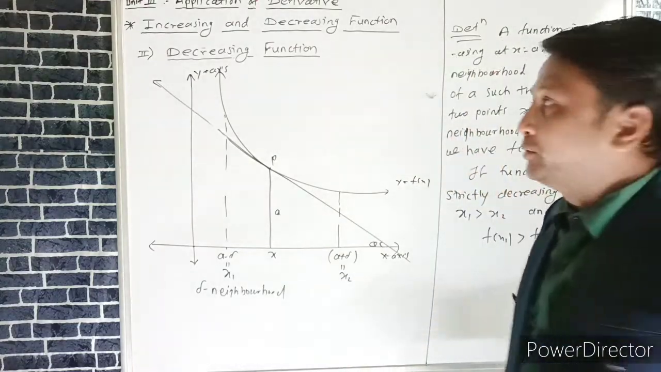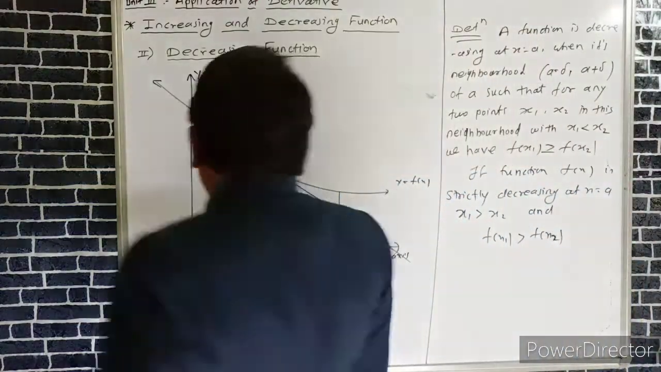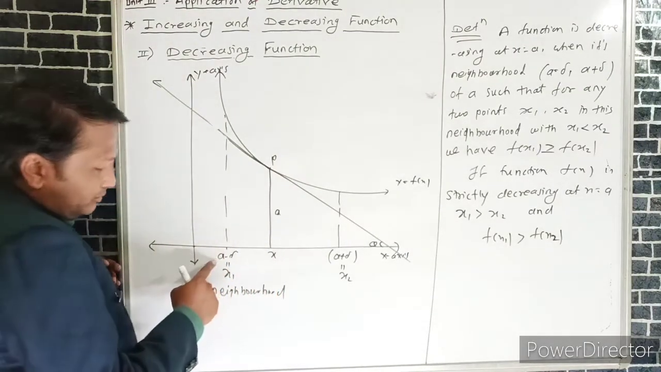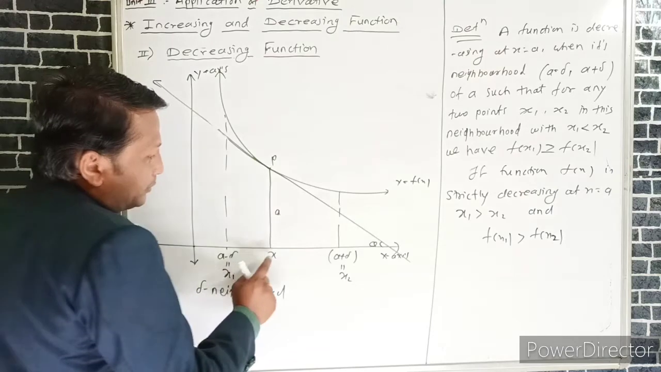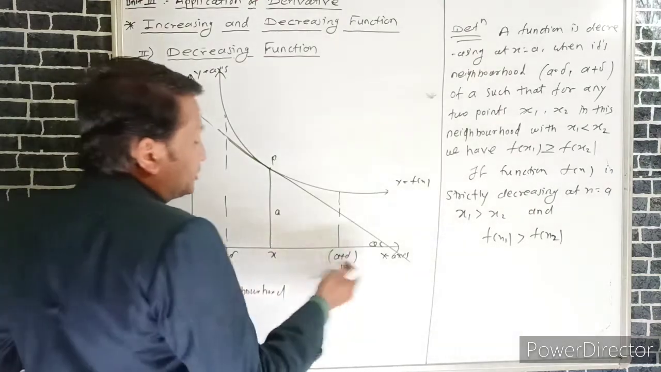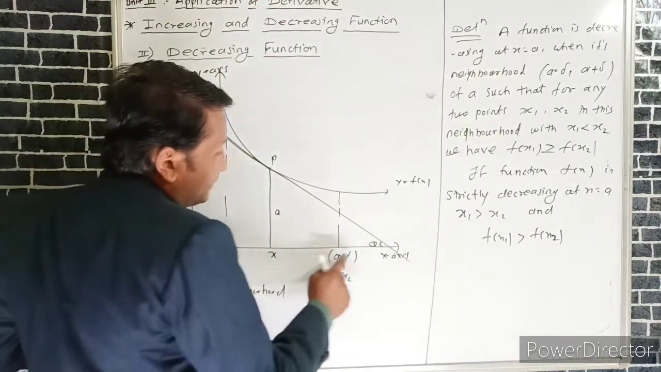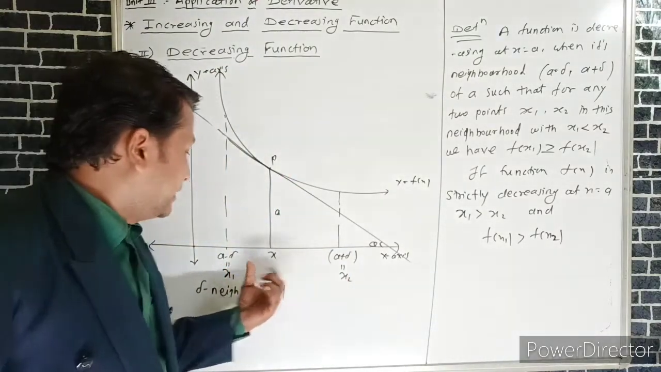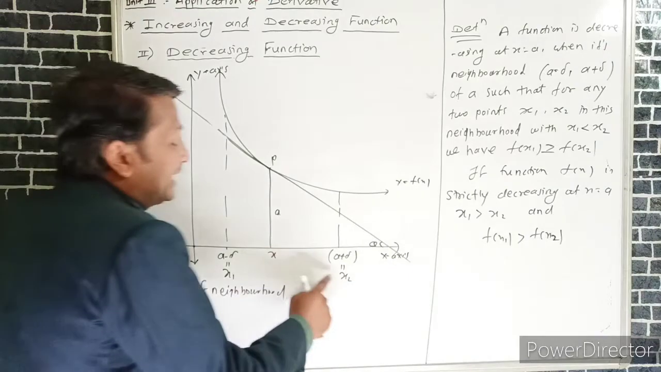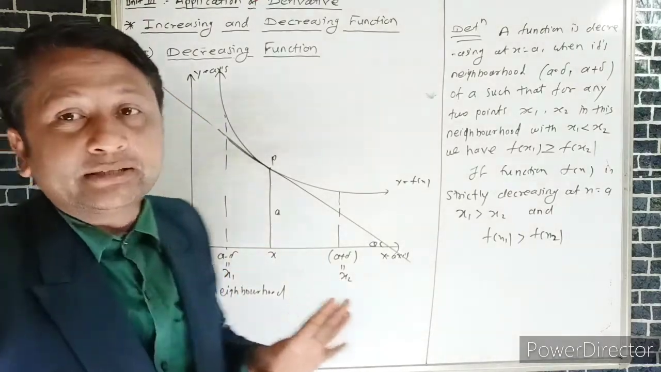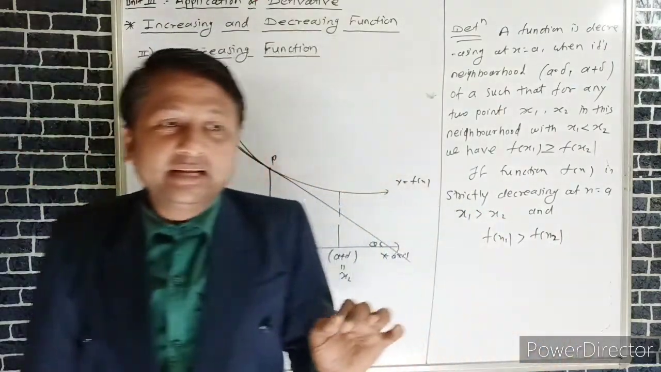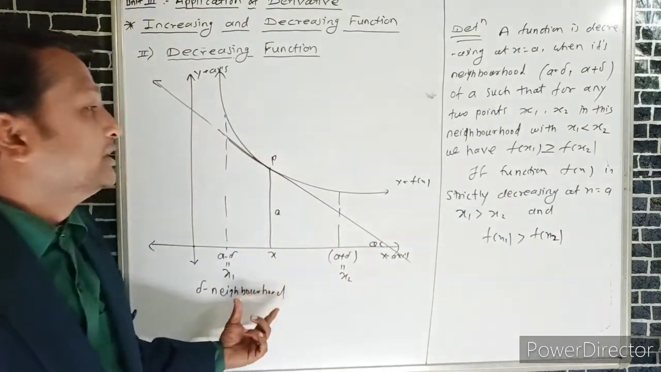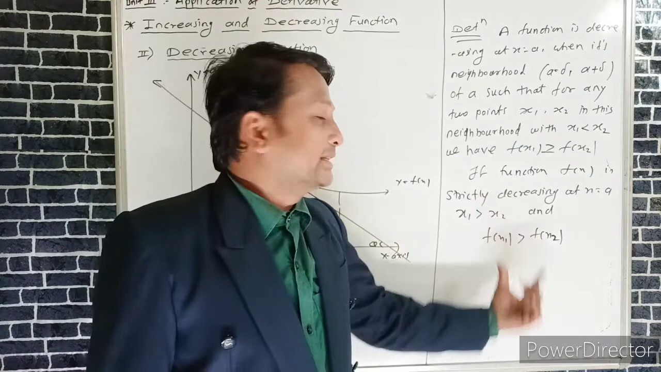The second case is decreasing. If x1 is before the point x equals a, at a minus del, and x2 is after the point, at a plus del, and x1 is less than x2, then f of x1 is strictly greater than f of x2, and the function is strictly decreasing at x equals a.